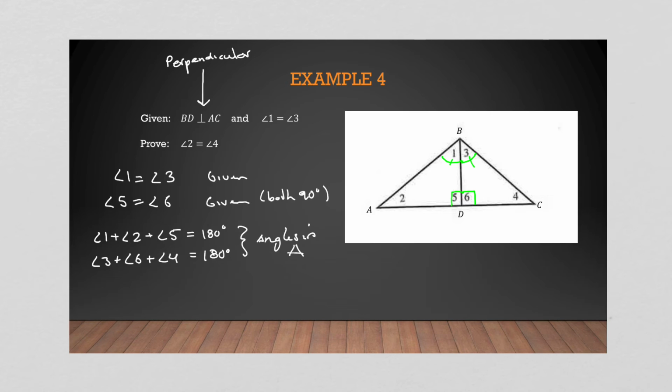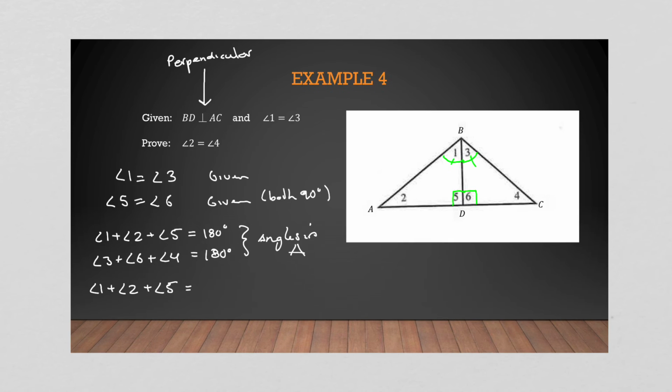And then we can set them equal to each other. So angle 1 plus angle 2 plus angle 5 equals angle 3 plus angle 6 plus angle 4. Both equal 180. And now we look back to our substitution. We know that angle 1 equals angle 3, so I'm going to sub that here. Angle 1 is going to become angle 3. We know that angle 5 is angle 6, so I'm going to sub that in here. So then if we know that these two statements are the same, we now have this.